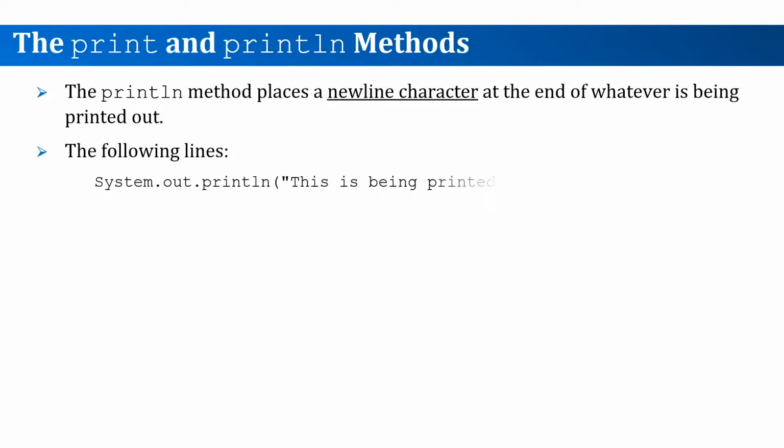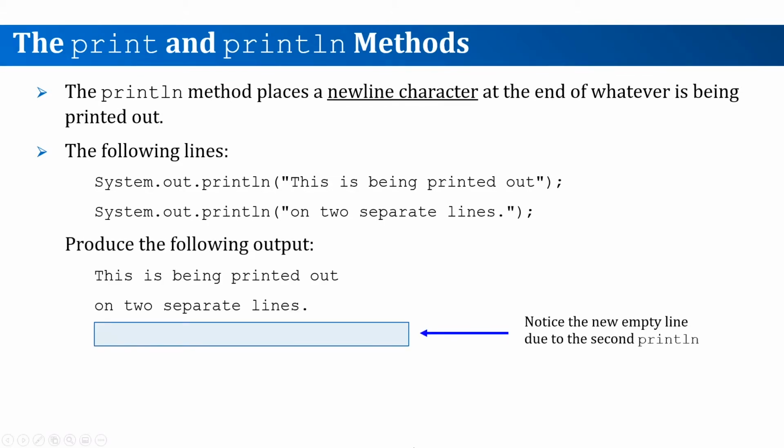The following two lines, for example, will produce the following output. The first println Java statement prints "this is being printed out," then it adds a new line character. And that's why the next println statement shows on two separate lines, on the new line. The second println statement will also add a new line character at the end. And that's why the cursor of the computer will be waiting at the beginning of a new empty line, even though we don't see it.